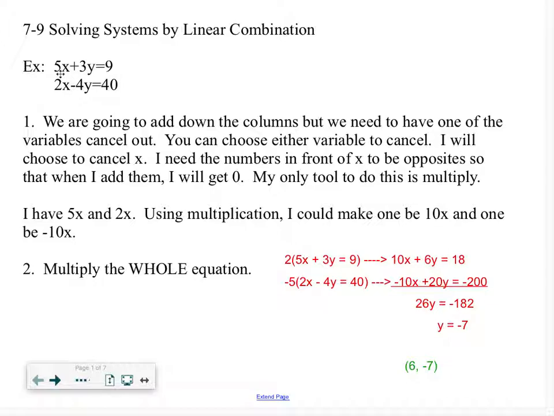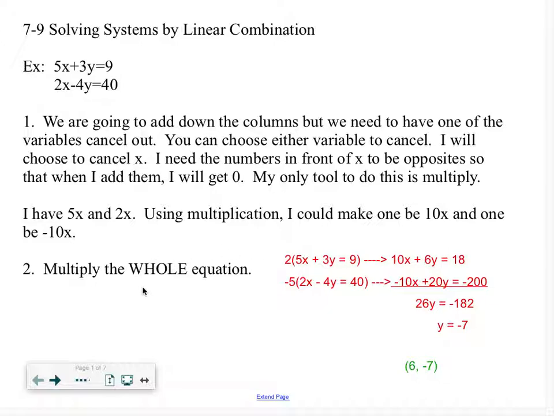So I'm going to look at the two equations and pick a variable, x or y, it doesn't matter. And you can see from this problem, I chose x, that I was going to add to be 0. So I looked at 5 and 2, the coefficients in front of x, and tried to find the least common multiple, or the smallest number that 5 and 2 can both divide into, and that is 10. Now, if I want them to add to be 0, I'm going to need them to have opposite signs. I need one to be positive 10 and one to be negative 10.